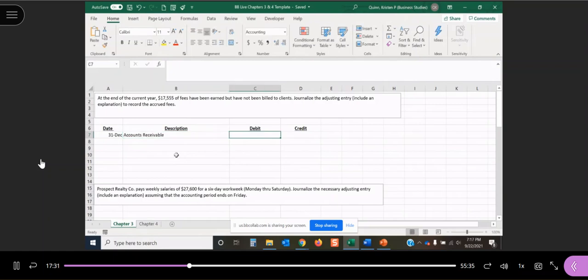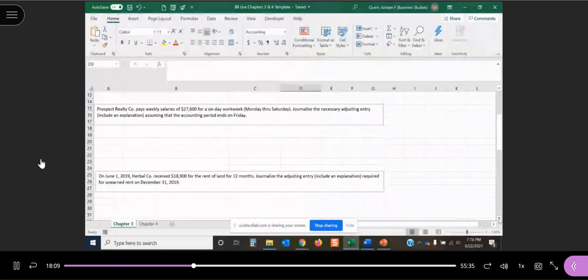So I have accounts receivable. Again, it tells us have not been billed to clients, meaning I need to send my clients a bill for those services I've provided of $17,555. So that amount is getting put right into my journal entry. It's telling me how much we've earned during this period of time. So that gets added right in. It's going to get posted then to my ledger. It's going to update my trial balance. It's going to update my financial statements.